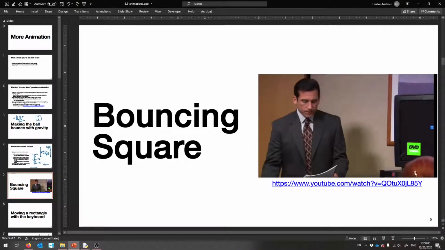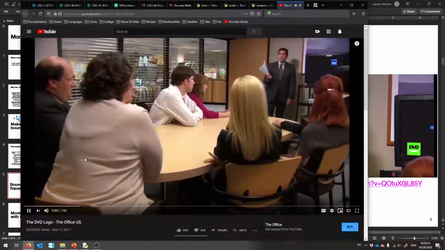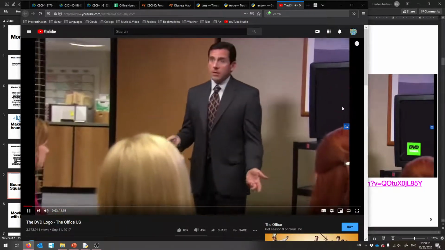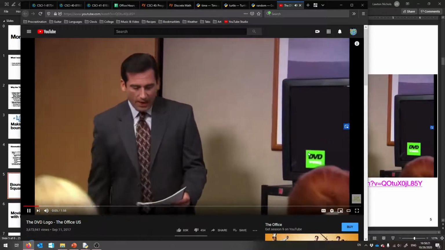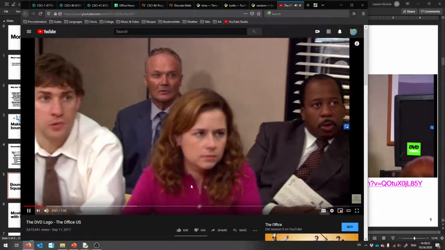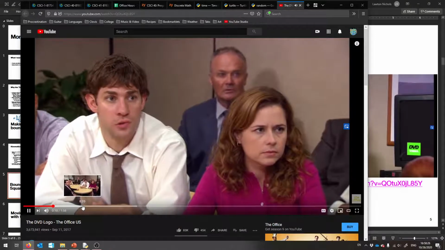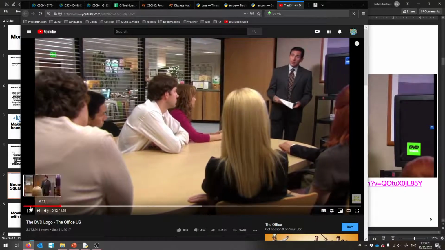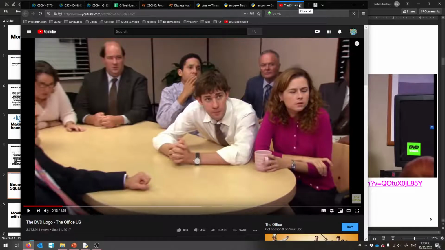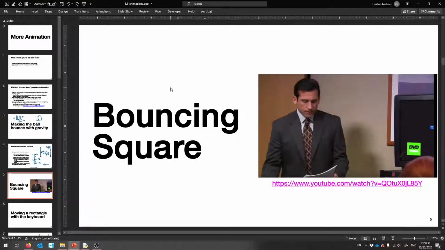Okay, the next thing that I want to do is program this little bouncing square. If you watched The Office, you might have remembered this episode where they're all fascinated by this little DVD icon, and they want it to hit the corner, right? So if you haven't watched The Office before, don't worry about it, but it is fun, and we're going to program this. Okay, so we're essentially programming the bounce block, if on edge bounce block, from scratch. If on edge.